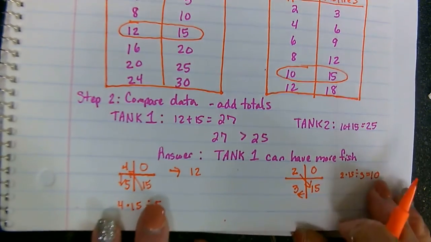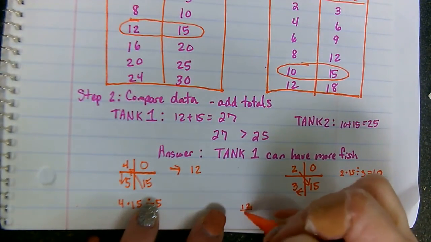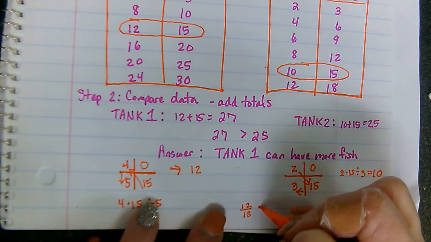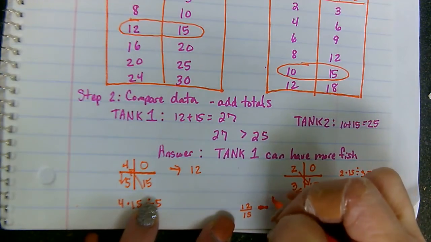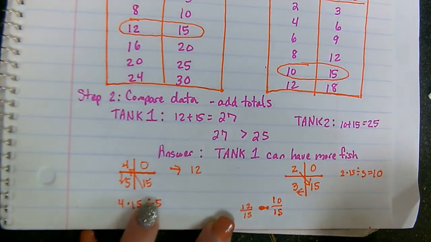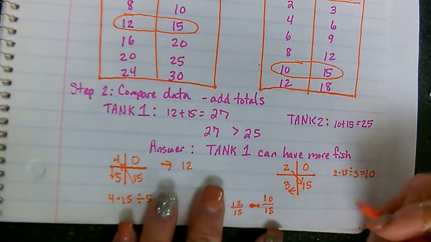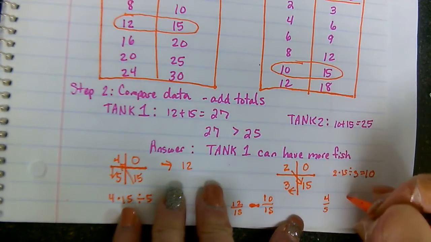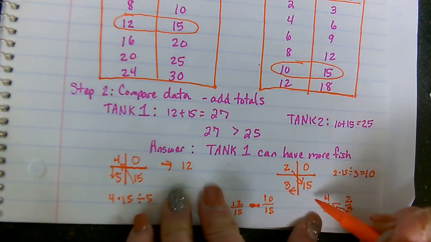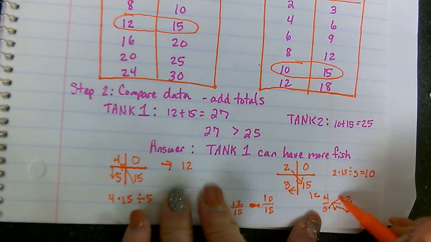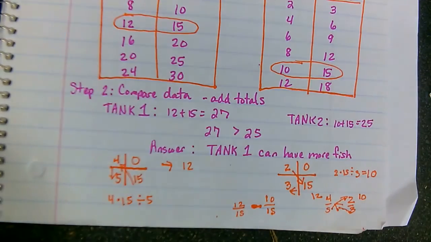And then one last way you can compare after you get these answers is I could do 12 over 15, and I'm going to compare it to 10 over 15. Or I could go back to the top and do the smaller numbers, 4 to 5 over 2 to 3. And you multiply diagonals, 4 to 5, 2 to 3. If I compare these, what is 4 times 3? 12. What is 5 times 2? 10. 12 is greater than 10. Once again, tank 1 can have more fish.